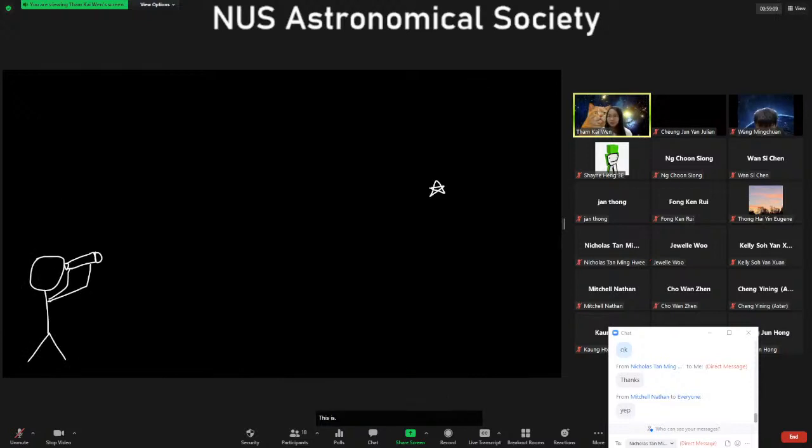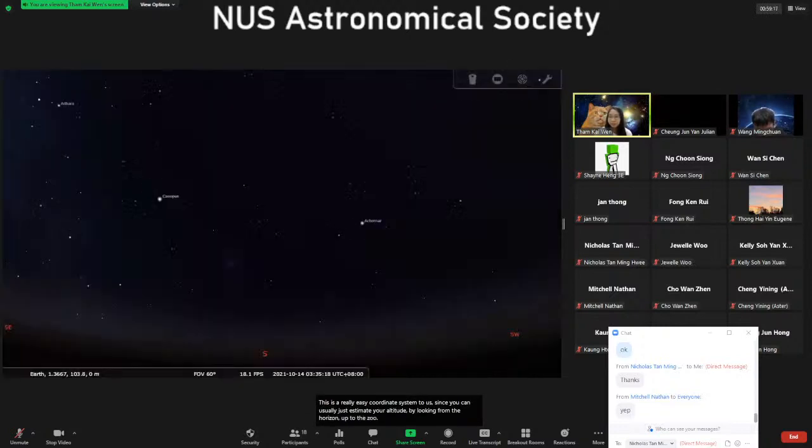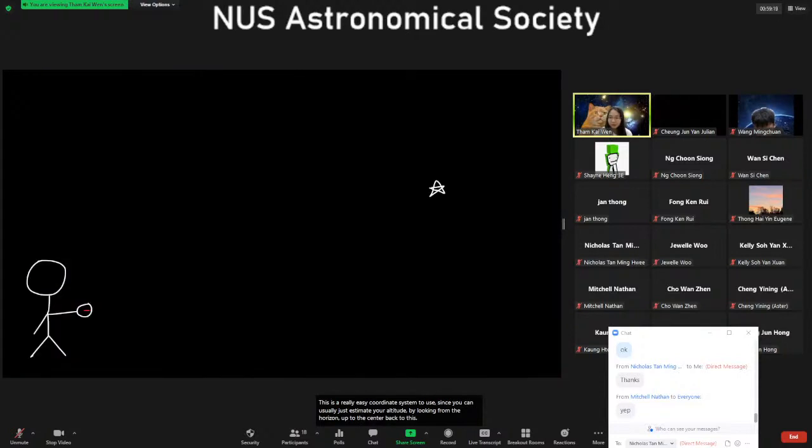This is a really easy coordinate system to use, since you can usually just estimate the altitude by looking from the horizon up to the zenith, back to the star, and then use a compass to get the azimuth value. So if you and another person are both at the same location, you can tell the other person the alt-az coordinates of whatever object you're looking at, and they should be able to roughly estimate where the star is.